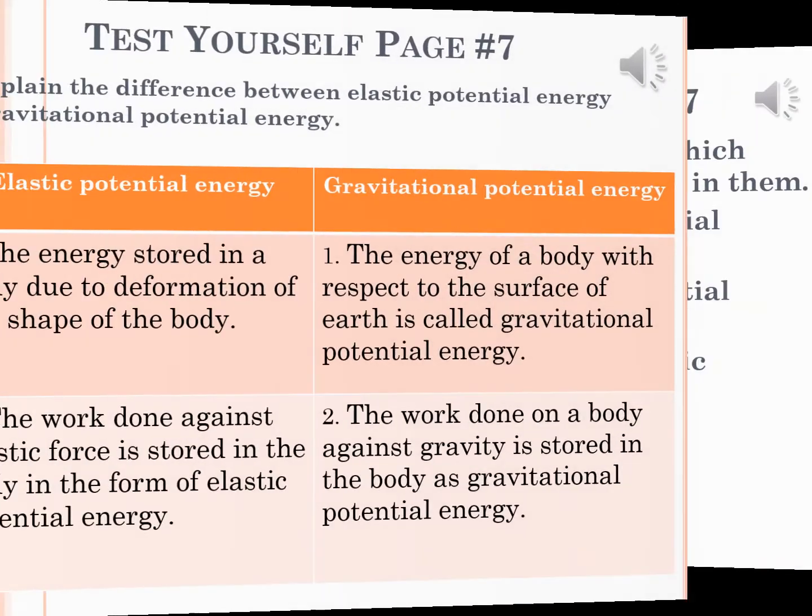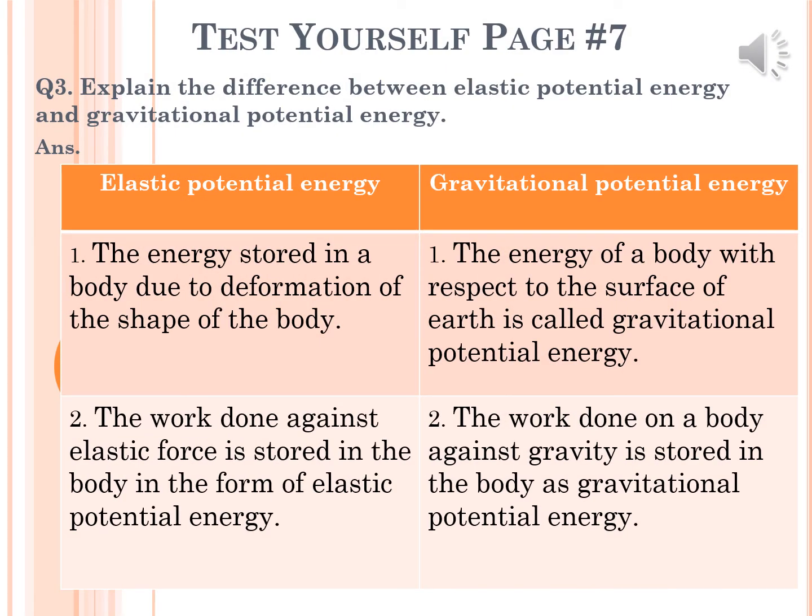Question number 3: Explain the difference between elastic potential energy and gravitational potential energy. Its answer is, elastic potential energy: number 1, the energy stored in a body due to deformation of the shape of the body. Number 2, the work done against elastic force is stored in the body in the form of elastic potential energy.